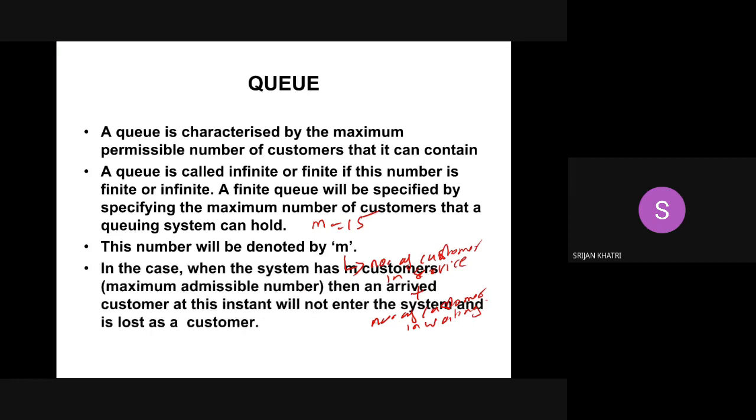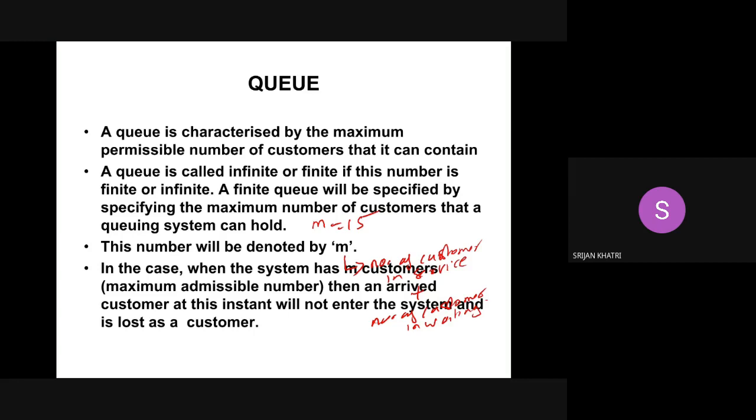Now in the case when the system has m customers, the maximum admissible number, then the arriving customer at this instant will not enter the system and is lost as a customer. It means if our capacity is full, there are 15 patients in the clinic, and if a 16th is coming, that 16th patient is the lost patient. He has to go elsewhere for the services, for the diagnosing, for the inspection. So that is the loss of the revenue, loss of the customer.